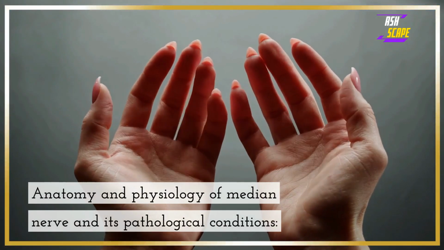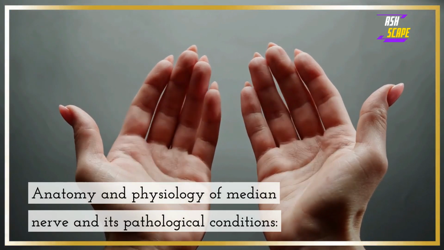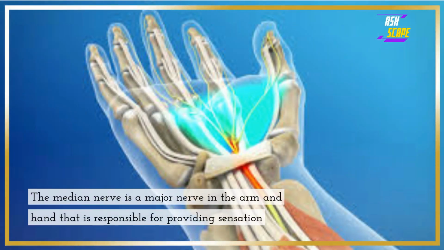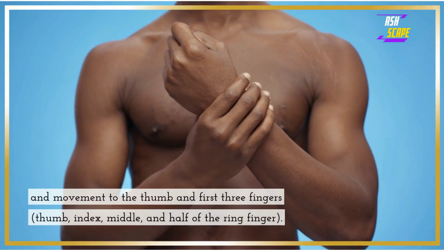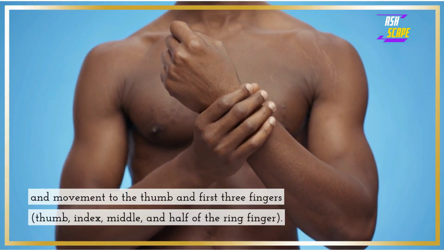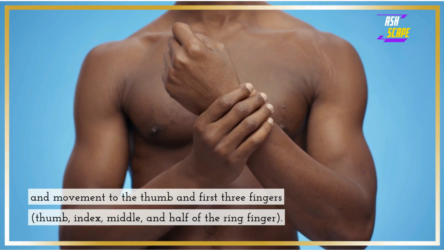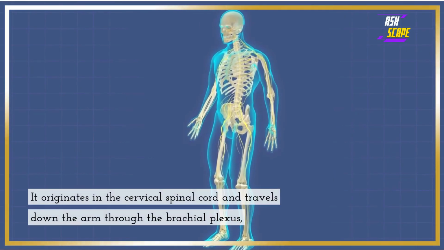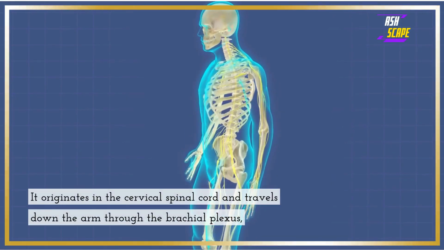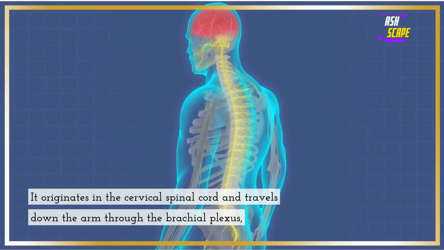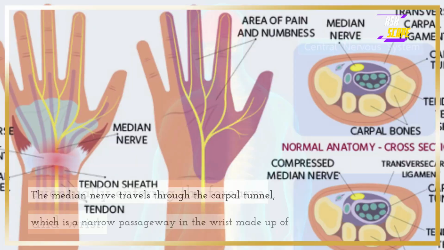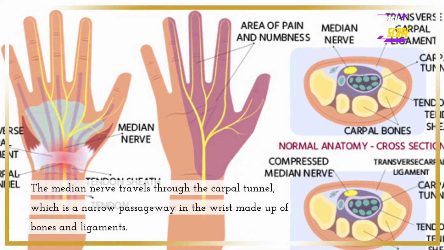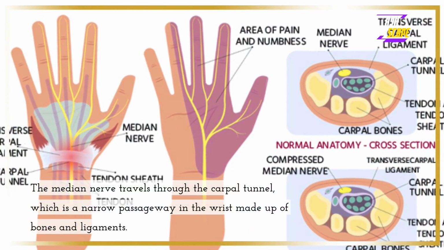Anatomy and physiology of the median nerve and its pathological conditions. The median nerve is a major nerve in the arm and hand that is responsible for providing sensation and movement to the thumb and first three fingers: thumb, index, middle, and half of the ring finger. It originates in the cervical spinal cord and travels down the arm through the brachial plexus, eventually entering the forearm and wrist.